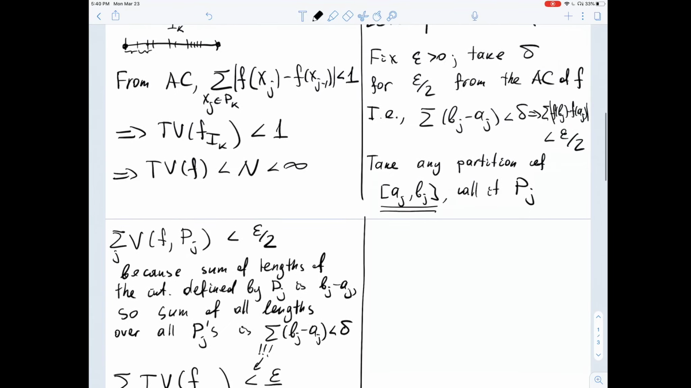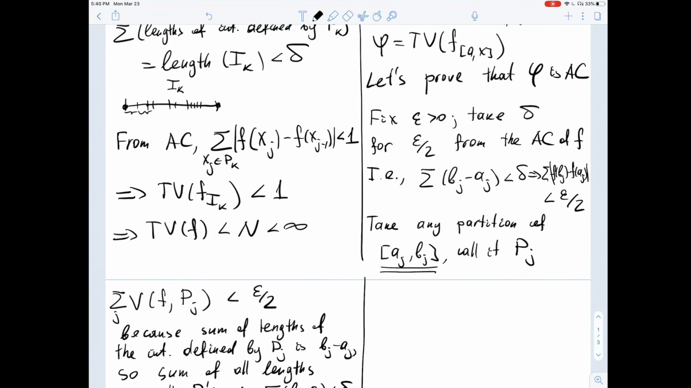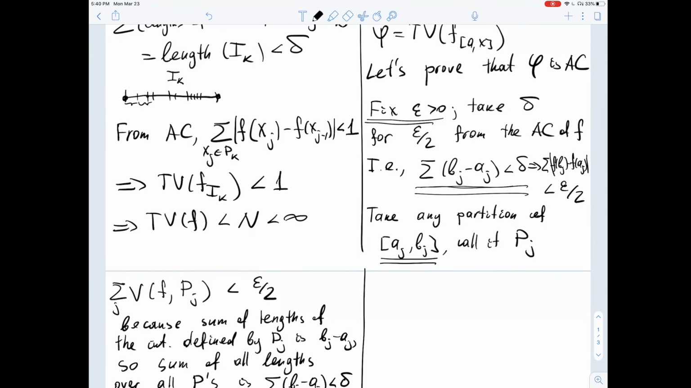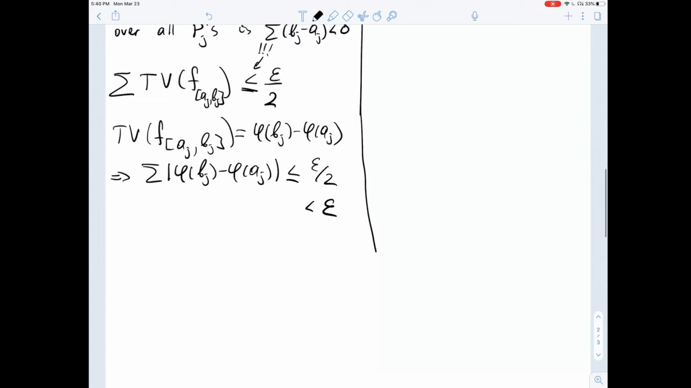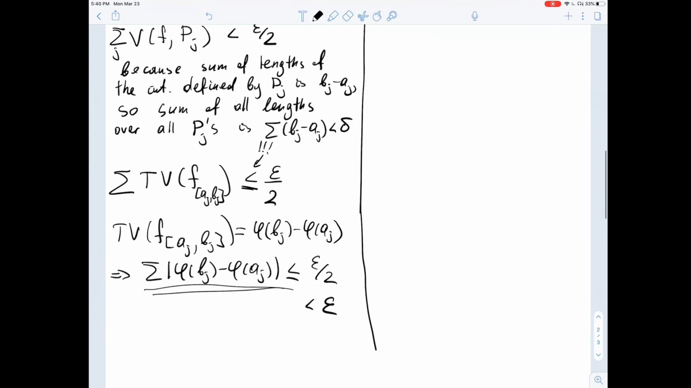So let's go a little bit back and see that we've done everything we needed. So we fixed an epsilon. We took any intervals that are not overlapping and their sum is less than delta, for our chosen delta; we are free to choose delta. So we took any family of intervals with total length less than delta, and we proved that the total oscillation over these intervals is less than epsilon. So we win.